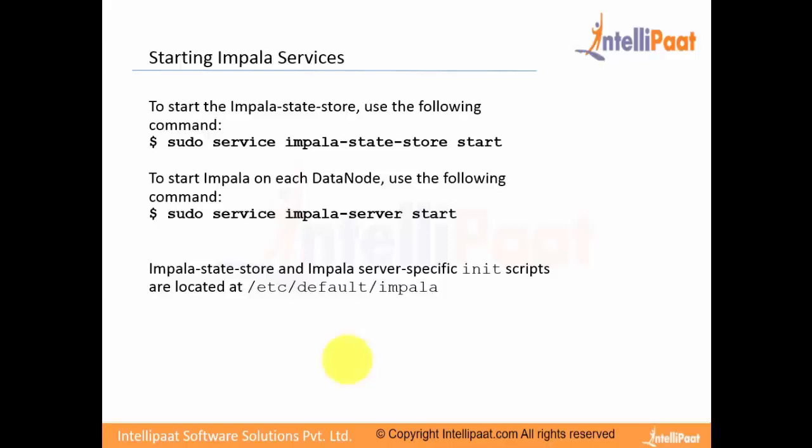Also, please note that the Impala state store and Impala server specific initialization scripts are located under /etc/default/impala. So that is the folder where you have configured Impala. Inside /etc, you will find a folder called default, and inside default, you are going to have a folder called impala, and inside that, you are going to have these scripts that you can use to initiate the state store D and Impala D daemons on my Impala cluster.